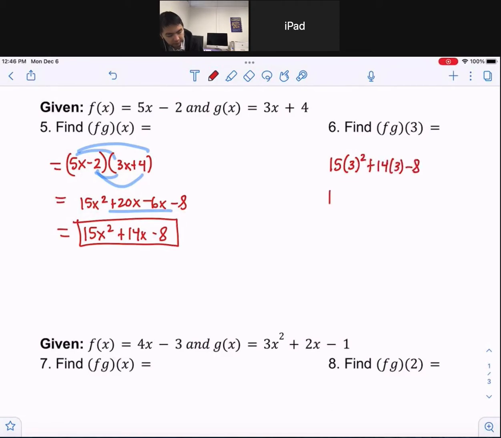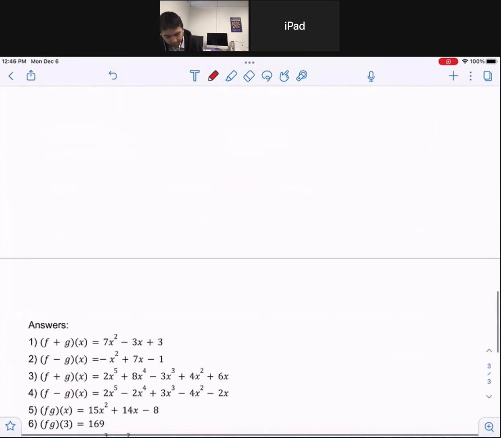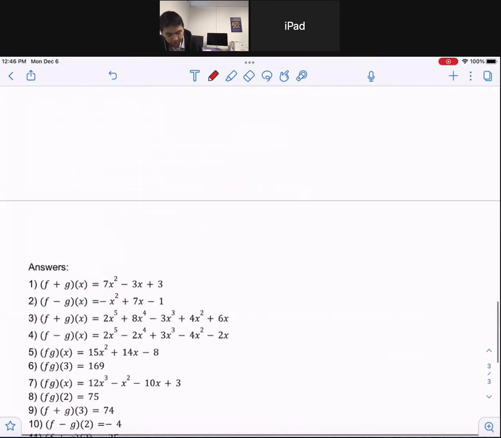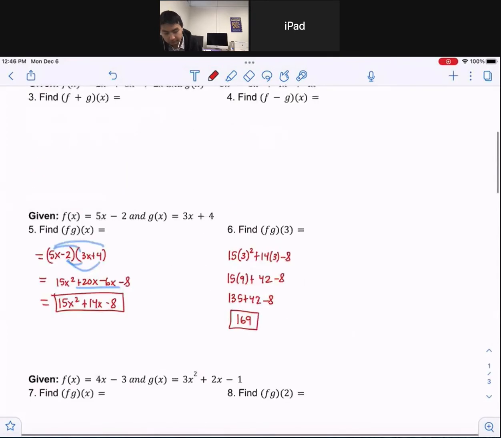3 squared is 9. 14 times 3 is 42 minus 8. 15 times 9 is 135 plus 42 minus 8, which is 177 minus 8 for 169. Let me just verify that that is our answer. And yep, number 6 is 169.